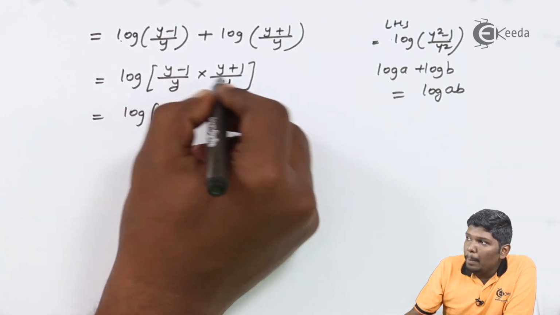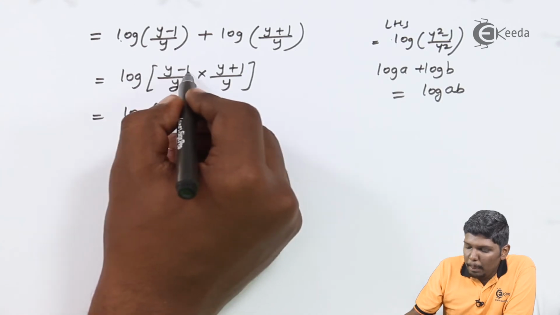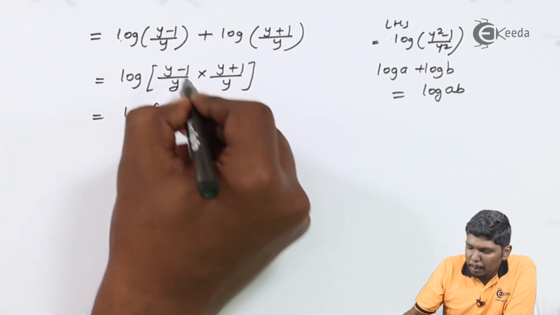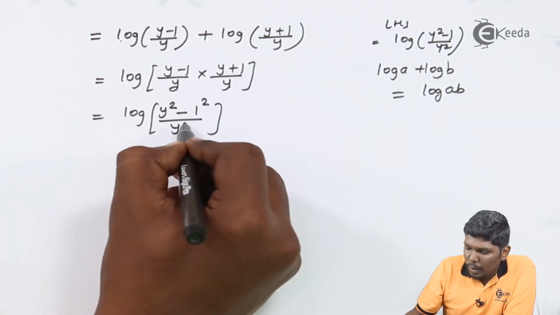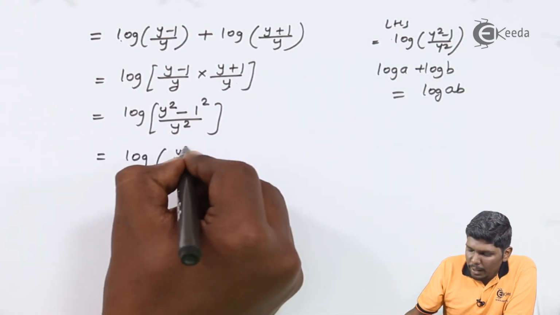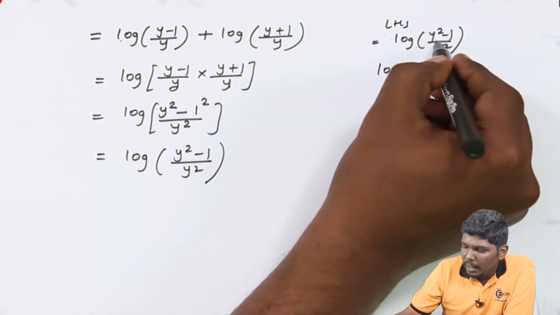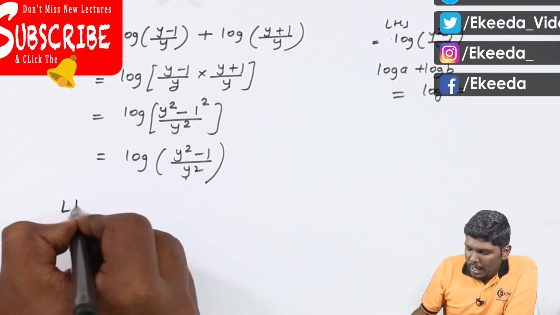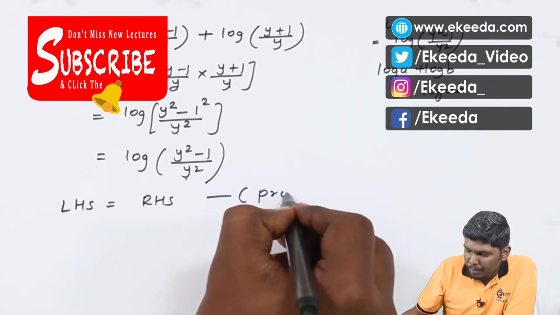Since in fractions multiplication is done directly, numerator into numerator will give you (a minus b) into (a plus b), that is a square minus b square, and in the denominator we have y into y, that is y square. So the further step will be log of (y square minus 1 square) which is (y square minus 1) upon y square. So if you check, this is exactly the same as what we got in the LHS. So LHS is equal to RHS. So this part is proved.